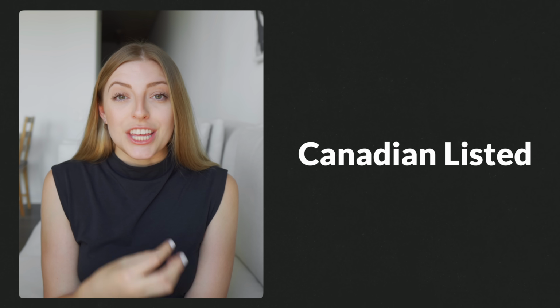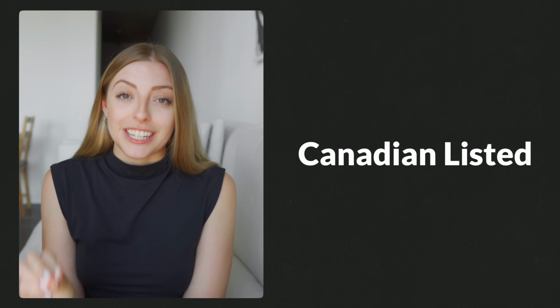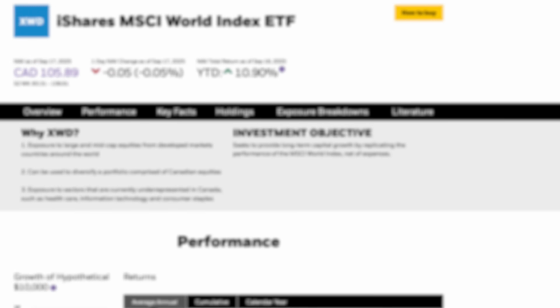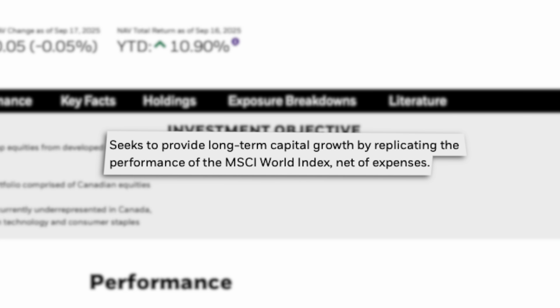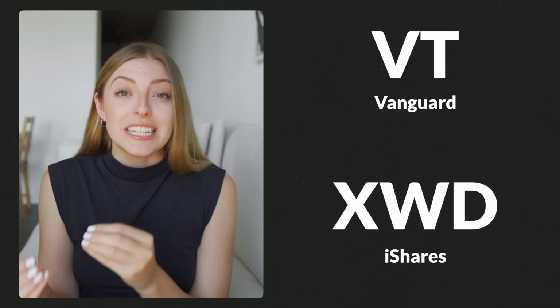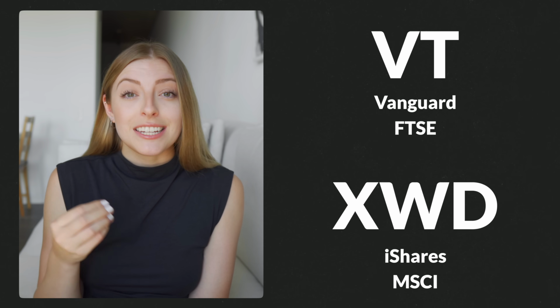So what that means is that you wouldn't have to convert your currency if you're in Canada. First, there's XWD, which is the iShares MSCI World Index ETF. You can probably tell from the title that it tracks the performance of the MSCI World Index, which is another one of the globally weighted indexes or indices that we mentioned earlier. Now that sounds great, right? It's basically like the Canadian version of VT, just offered by a different company, so it's iShares instead of Vanguard, and it also tracks a different globally weighted index, so the MSCI one instead of the FTSE one.